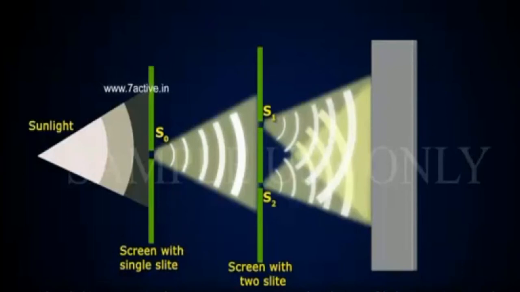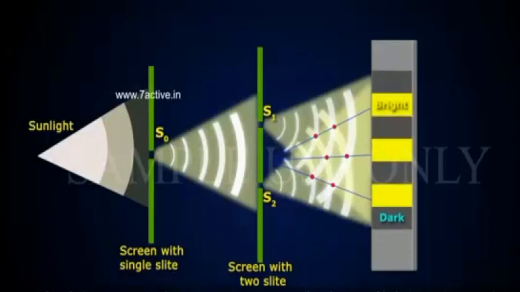And let us see what happens when it falls on the screen. As it falls on the screen, you can see we have distinct layers of color. As light waves superimpose on each other, they form something called an interference pattern. And the interference pattern depends on the path difference and the phase difference.